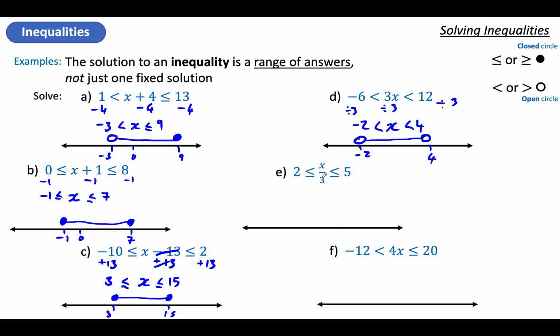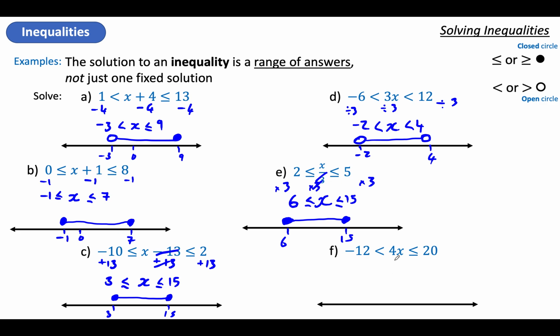Right, x divided by 3. So what we can do here is times by 3. 2 times by 3 is 6. That cancels out the divide. So x is now just a whole x on its own. 5 times 3 is 15. And then copy those signs down. Remember, you don't need to think. Just literally copy the signs in. So x is bigger than or equal to 6, but less than or equal to 15. So we need filled in circles for my two boundaries of 6 and 15. I draw a straight line between.